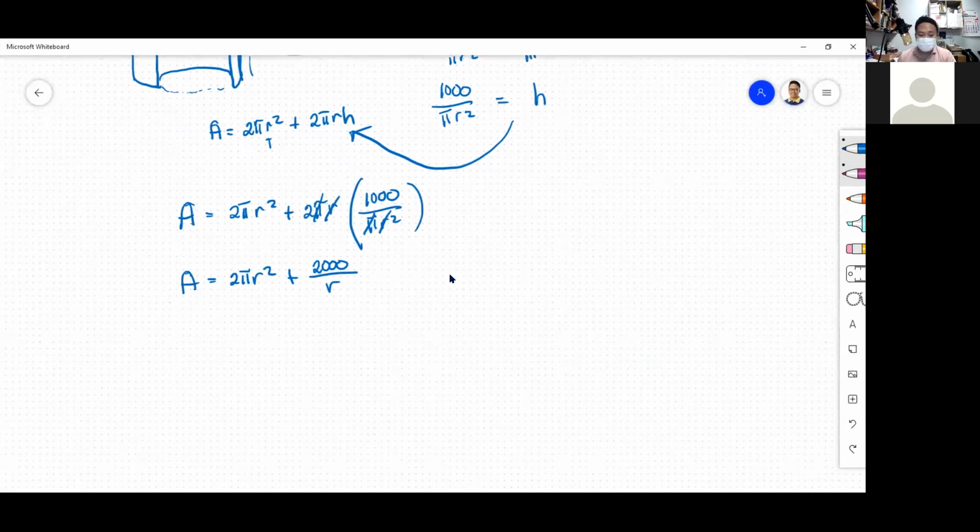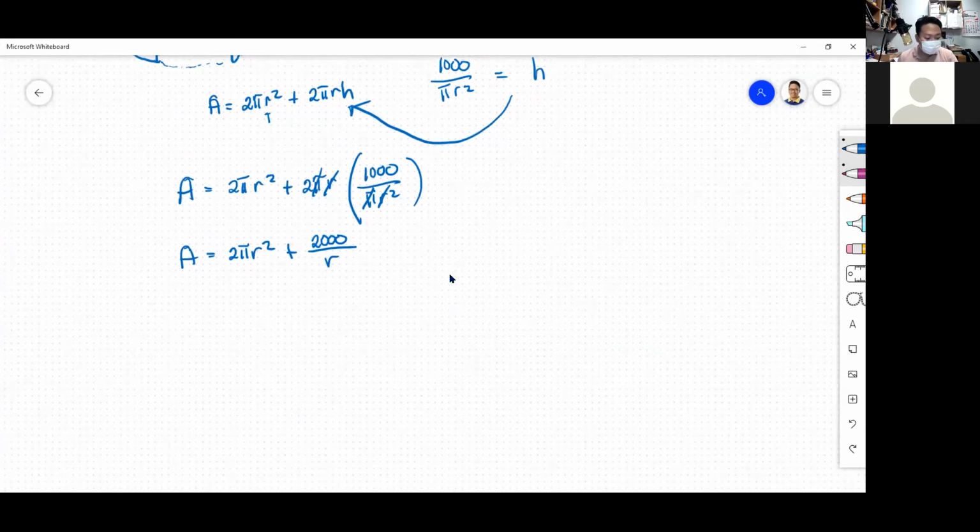Okay. We're gonna take the derivative na. Para mas dali sa tanan guys, I'm gonna rewrite the equation first. A equals 2 pi r squared plus 2,000 r negative 1. Para mag power rule na lang ta. Dili ta mag-quotient rule. Sige.